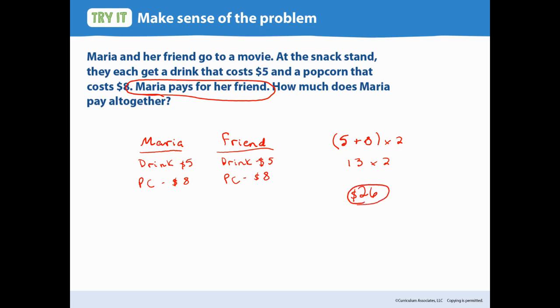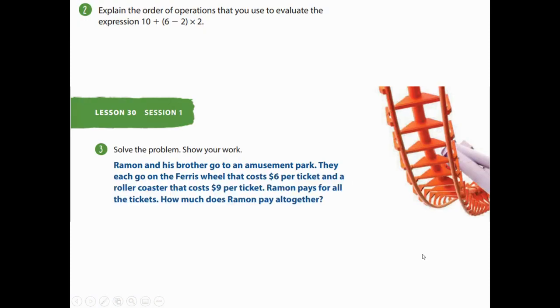Now, if you're not comfortable doing it that way, that's what this lesson is for, to get us more comfortable there. Okay, you guys go ahead and go to number 2, where we have our independent problems. And it says, explain the order of operations that you use to evaluate the expression. I don't want you to explain. I just want you to solve that. And then number 3, the question looks very familiar.